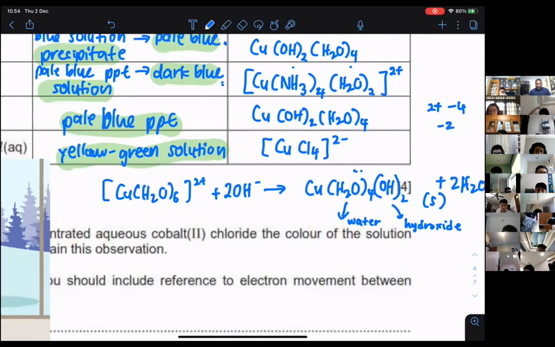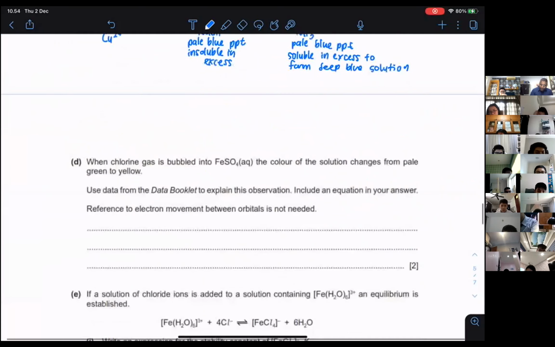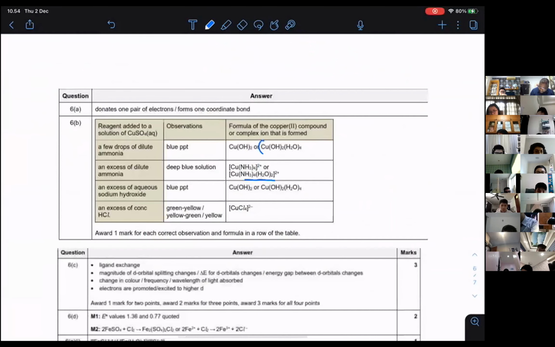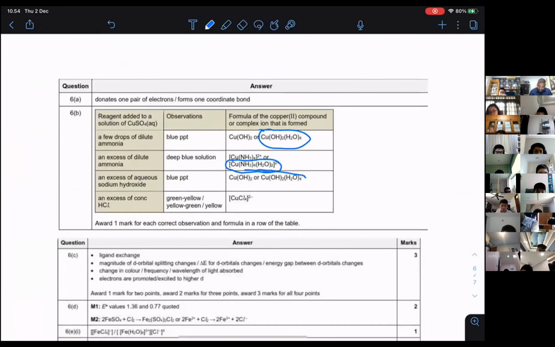If you go and refer to the marking key, I'm using this as my answer.